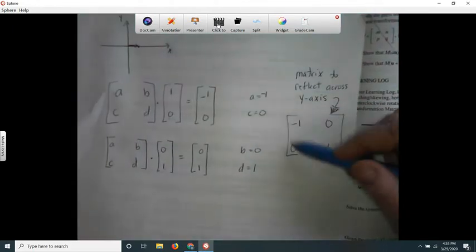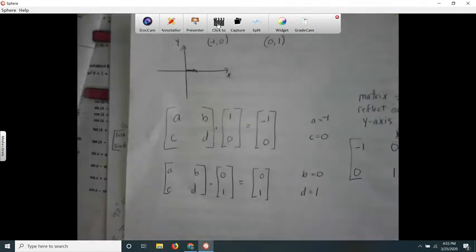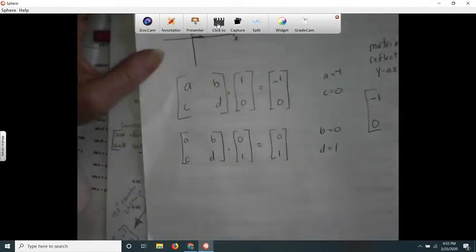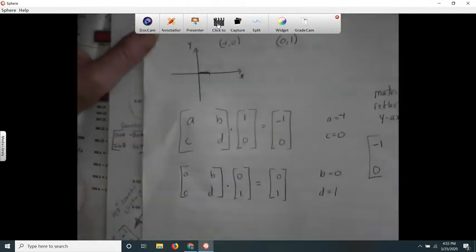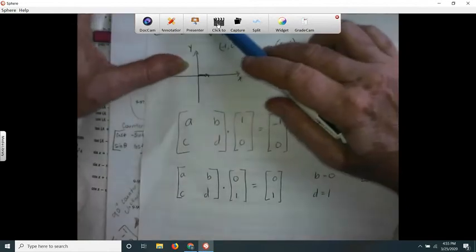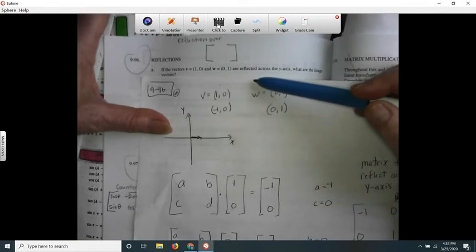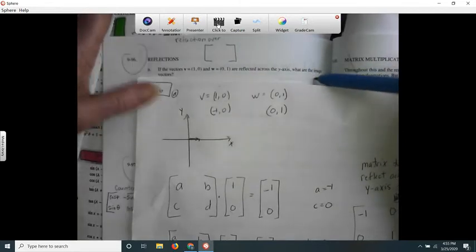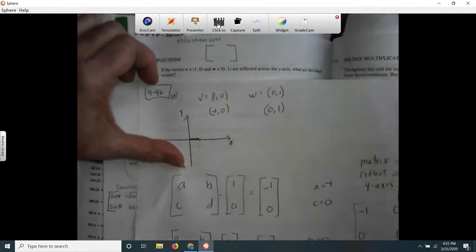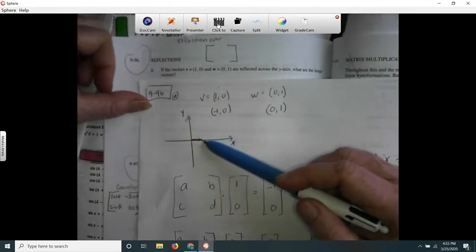So I'll show you how I got this one, and then I think I'll just have you write down the rest of them. Or, you can go through on your own and see if you can figure them out. So 9-96 says if the vectors 1, 0, and 0, 1 are reflected across the y-axis, what are the image vectors? So I just like to draw them and see what they look like.